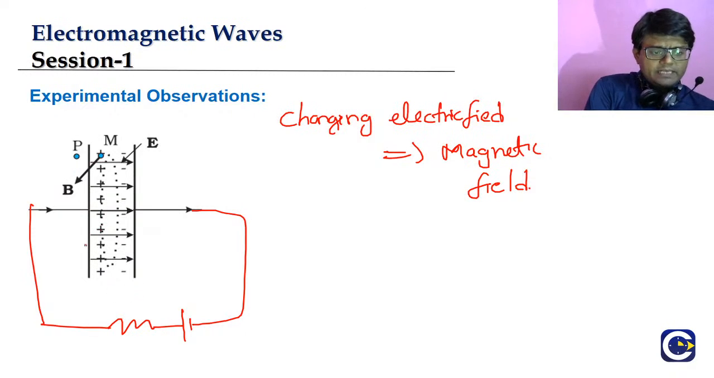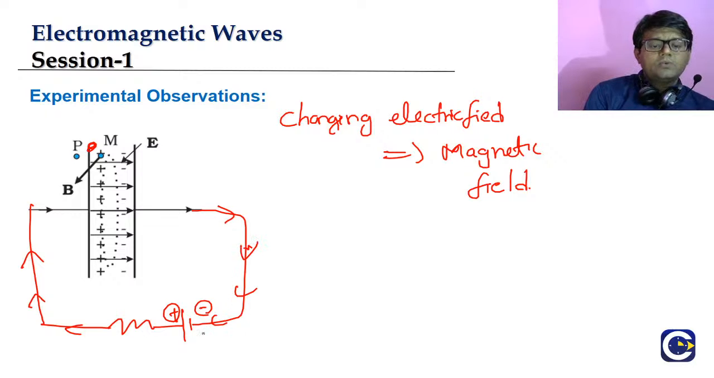So when you connect a capacitor, what is going to happen? The plate which is connected to the positive terminal of the battery will start getting positive charge. The plate connected to the negative terminal will start getting negative charge. So the plates are going to keep on accumulating the charge, and in this part of the circuit, there will be a current.